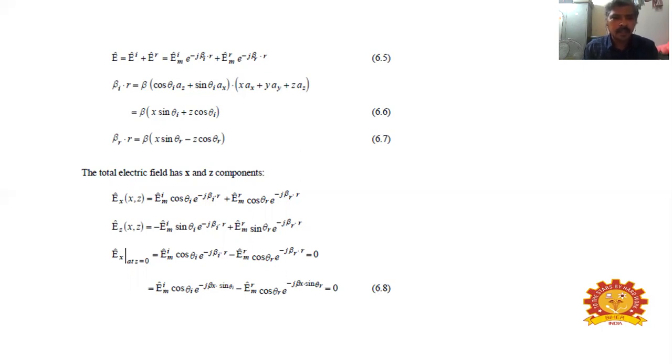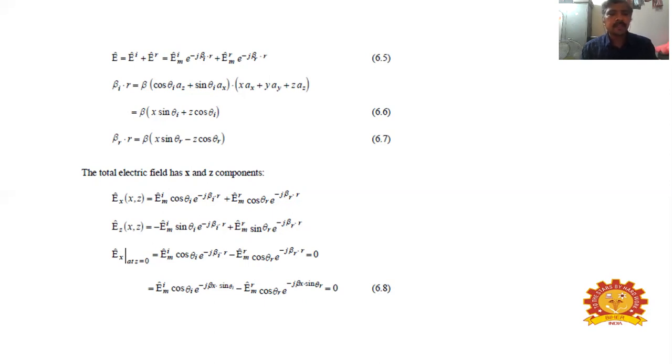So therefore, the total electric field has x and z components. The electric field intensity in the x direction has both incident and reflected parts. Therefore, E of x comma z is equal to Em^i into cos theta I into e to the power minus j beta I dot r plus Em^r into cos theta r into e to the power minus j beta r dot r.